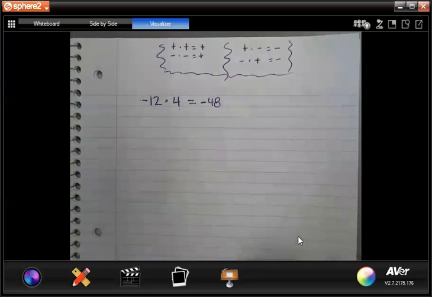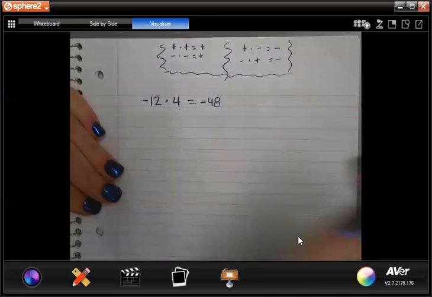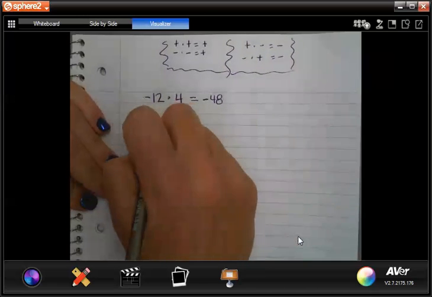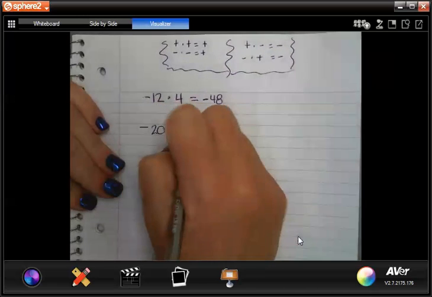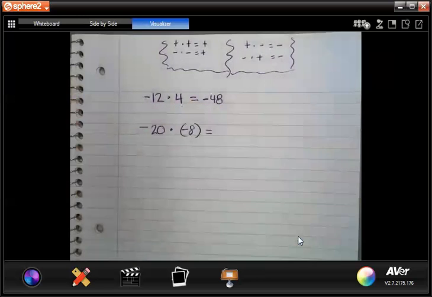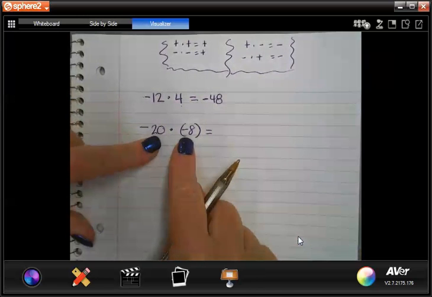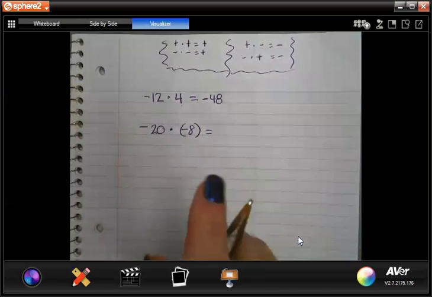Okay. So look at this one right here. What if we said -20 times -8? -20 times -8. So first, what we do is ignore the signs and just multiply the two numbers together. So 20 times 8 is 160.